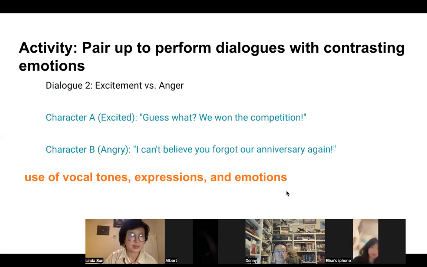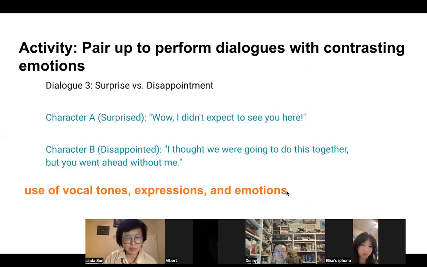Okay, go. Great. Can I use the soccer ball? Go find one. Where is it? I don't know where it is. Go take it. Next one, we have surprise versus disappointment. Okay, so who wants to try that? Surprise versus disappointment. I can do disappointed. I can be surprised.